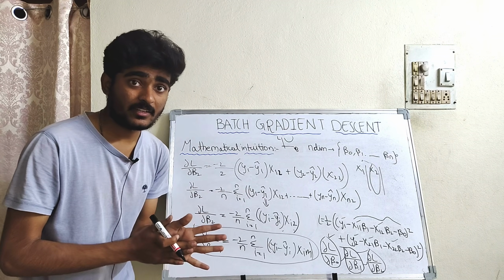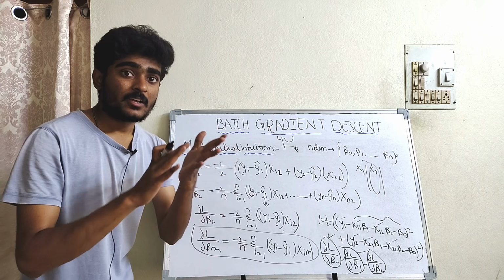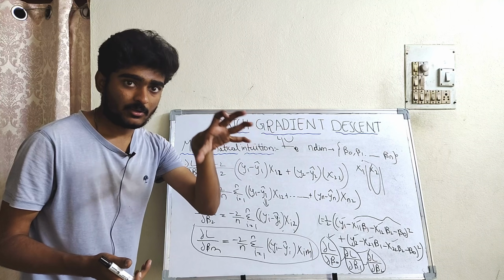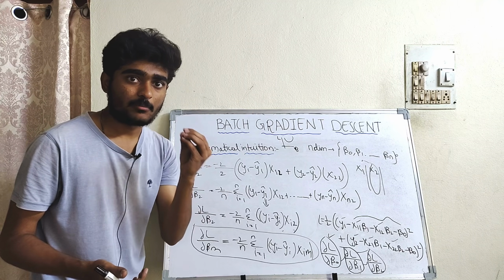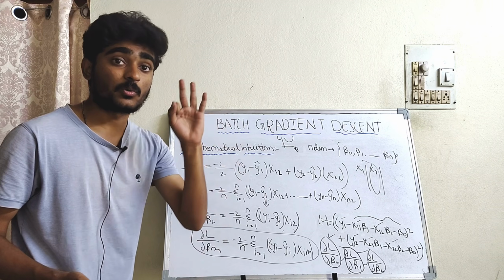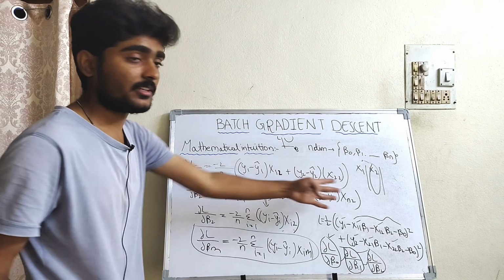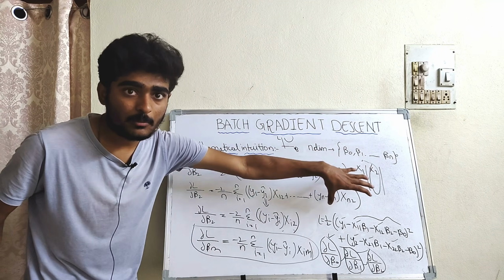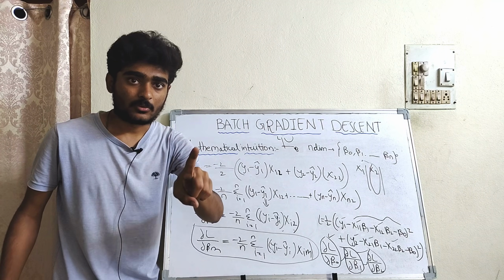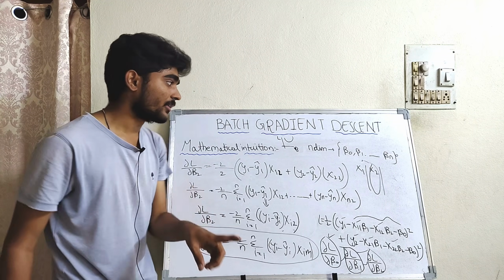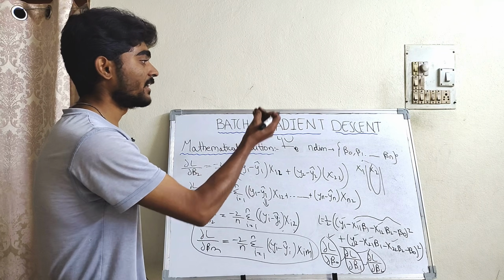In batch gradient descent you consider the entire data to update the weights and bias parameters. If you have 400 rows of data, you send all 400 rows into the model, and for every epoch you update the weights and bias parameters only once. This is batch gradient descent.